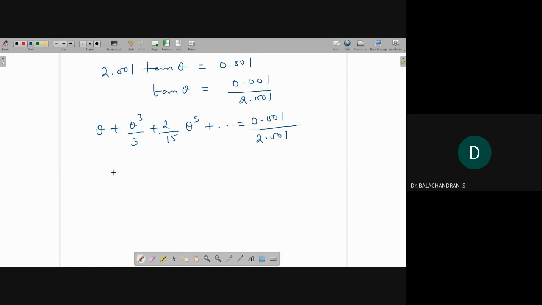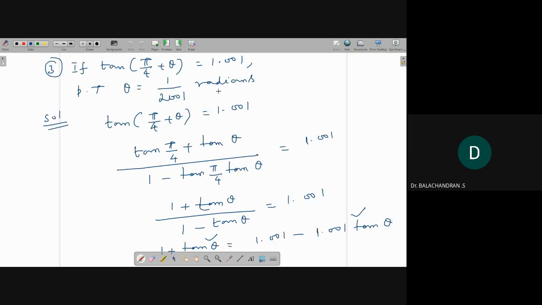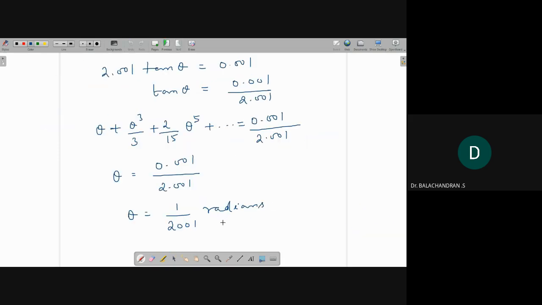So we get theta equal to 0.001 divided by 2.001. Multiply and divide by 1000, the numerator and denominator, and you'll get 1 by 2001. Actually, this is in radians. I think the question is asking in radians, so there is no need to convert into degrees.